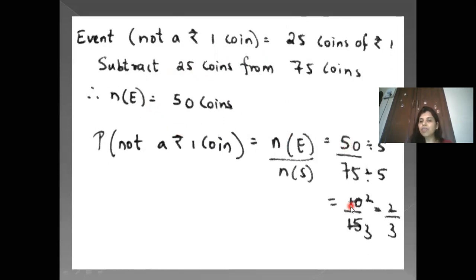So 50 upon 75. And when you divide it by 5, 5 tens are 50, 5 15s are 75. So 10 upon 15, again you can see it is divisible. So 5 twos are 10, 5 threes are 15. So your answer becomes 2 upon 3.